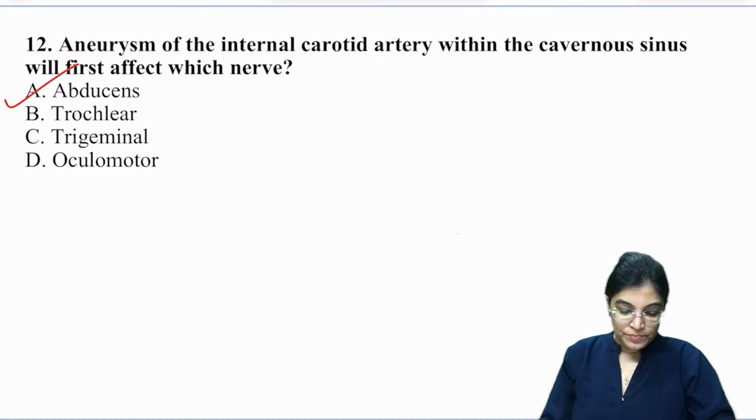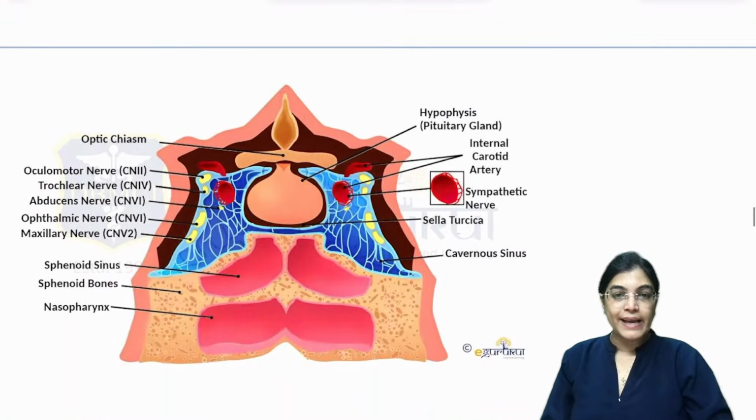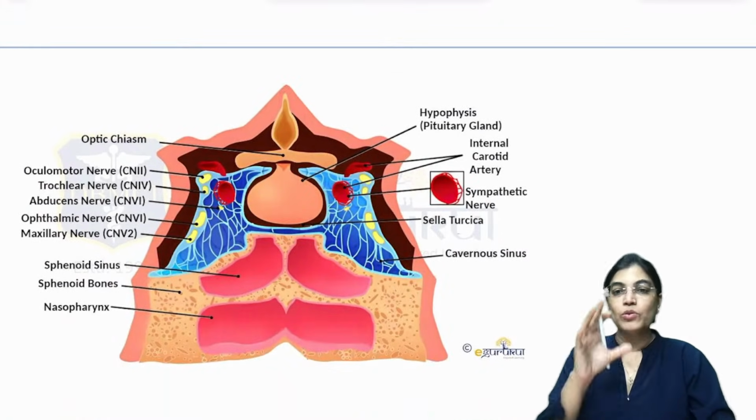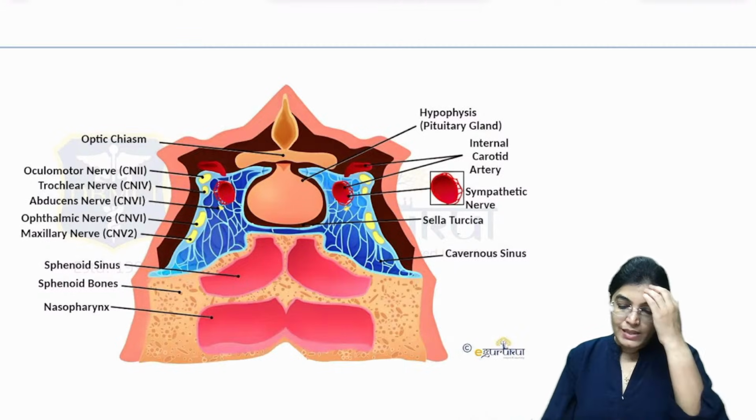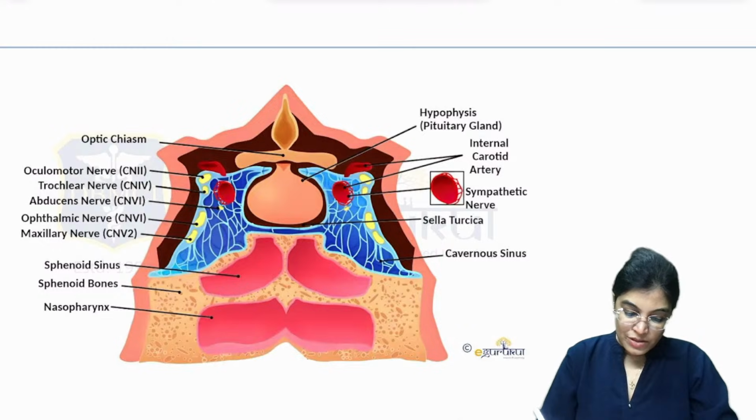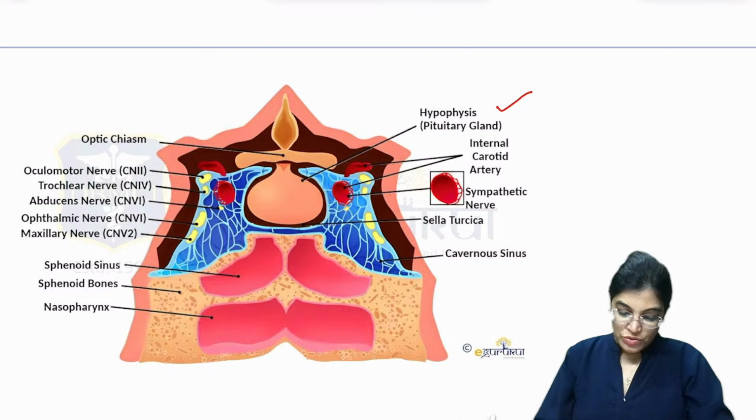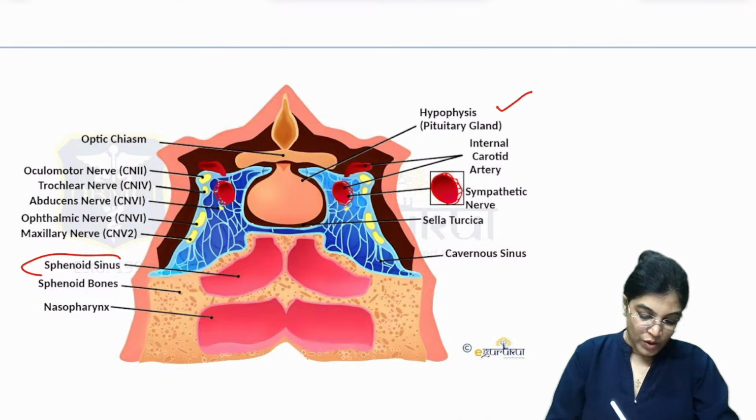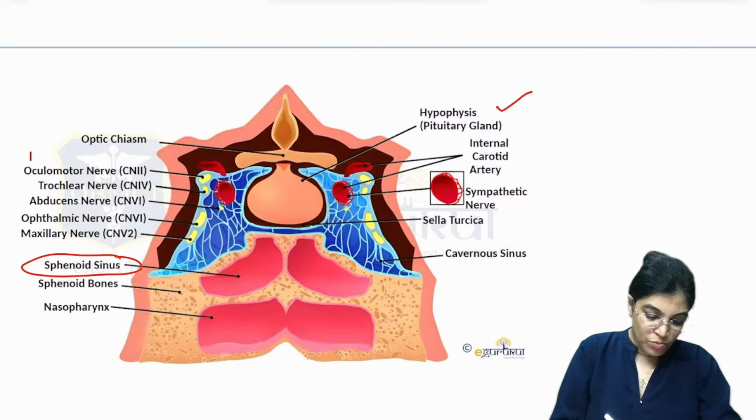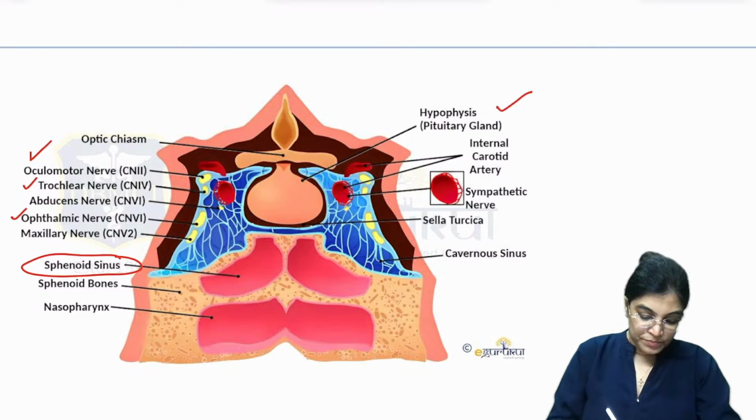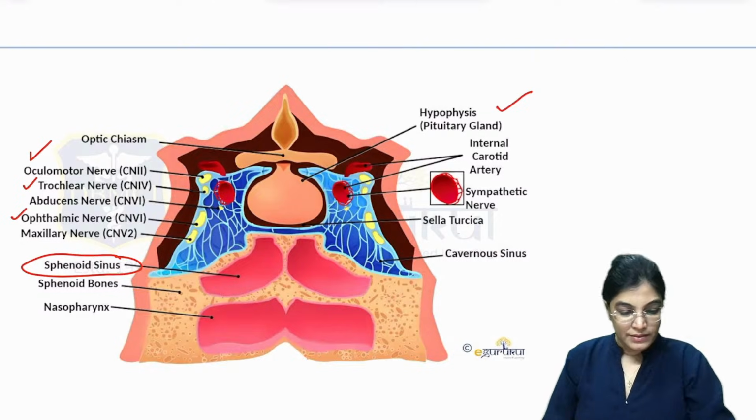Okay. Now, I just want you to recapitulate the cavernous sinus. The blue structure shown in this section is the cavernous sinus. Medially, it is related to the pituitary gland and the sphenoidal air sinus. In the lateral wall, from top to bottom, we have the oculomotor nerve, trochlear nerve, and ophthalmic nerve. So basically, these three nerves are related.